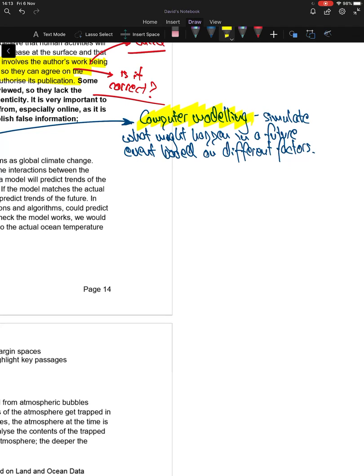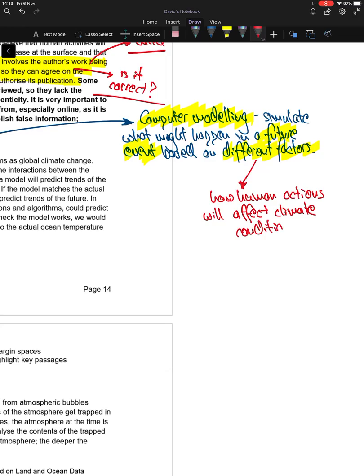Computer modelling gives you an idea to simulate what might happen in a future event based on different factors. So when we're talking about climate change modelling, we're talking about how human actions will affect climate conditions. That's what computer modelling is for.